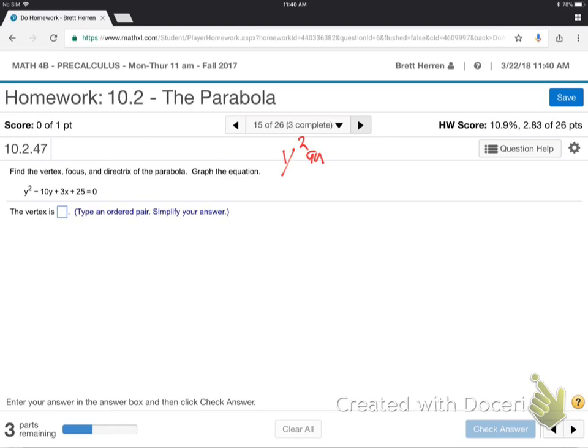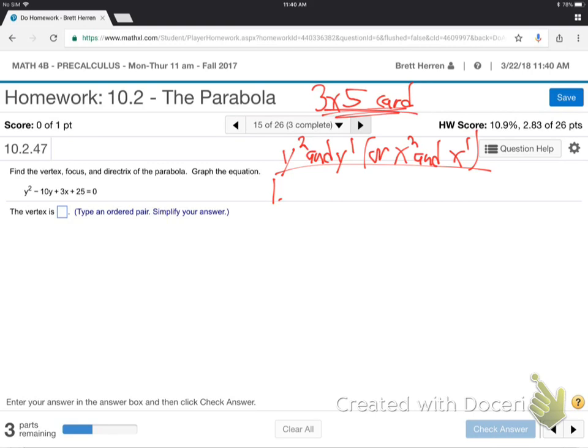When you see y squared and y to the first, or x squared and x to the first, you've got to do a whole special process. So this is for sure on your 3x5 card. This will be really helpful. Recognition is a lot of the battle. It's when you see y squared and y to the first, or x squared and x to the first.